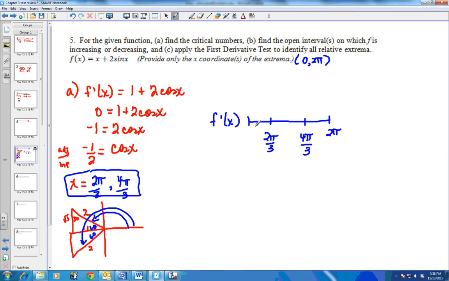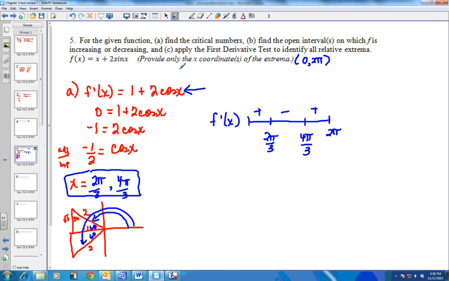So I'm going to choose a number between 0 and 2 pi over 3, like pi over 3, and I'm plugging it into my derivative. Okay, so when I plug that into my derivative, I'm going to get a positive answer. Then I have to choose a number between 2 pi over 3 and 4 pi over 3, like pi. Plug it in, and I'm going to get negative. A number above 4 pi over 3, when I plug it into the derivative, I'm going to get a positive.